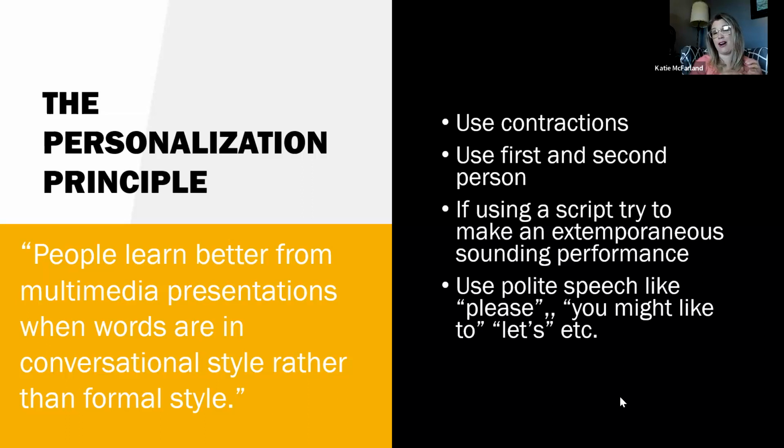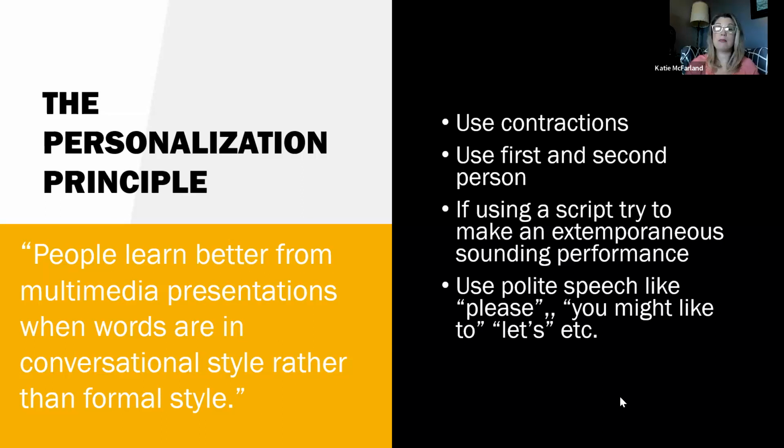So not only does it make our learners feel more comfortable and more engaged, but it also helps them learn better. So it's important to use things like contractions. You can use first and second person. If you have a script, try to make it sound extemporaneous and not performed, which can be tricky. If you are recording asynchronous classes, it is better to find someone who can do that for you. If you are not a person who can just conversationally read a script, then find someone who can, because it's going to be a lot more enjoyable for your learners to hear that conversational style than to just hear someone reading off a list.